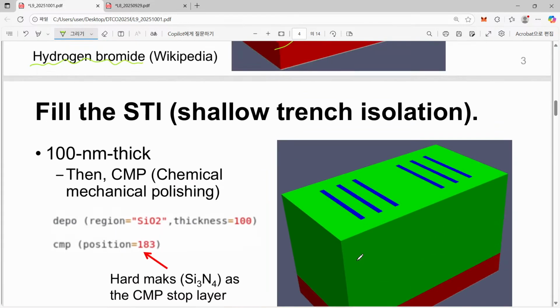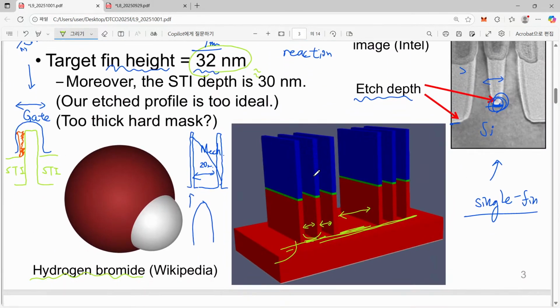And now the next part is to fill the STI. As I told you before, STI should be filled about halfway up our entire tall fin height. So maybe you can think about it in this way. Since we have to fill 30 nanometer thick STI, if we just try a 30 nanometer STI fill, then what will happen? Please guess.